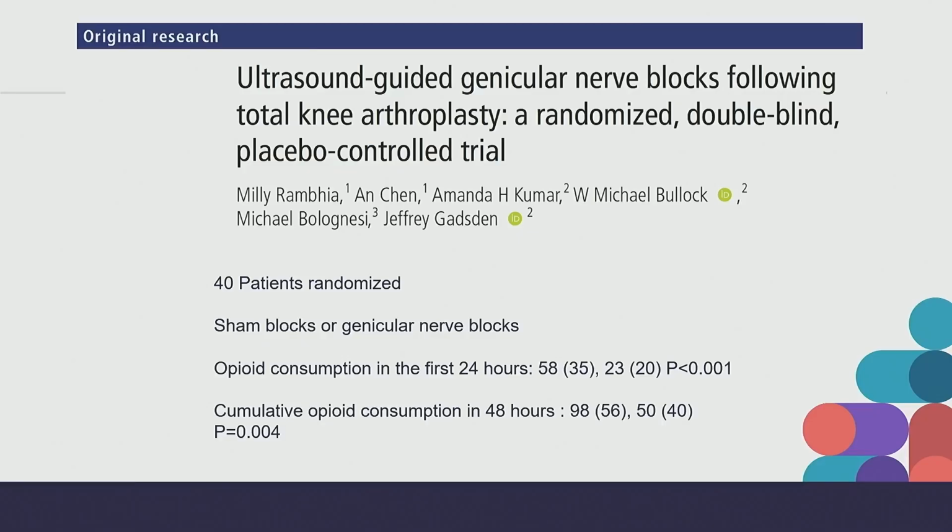That's a trick. And again, these are the different approaches to the 3 genicular blocks. Do they work? The group from Duke did this study, looked at 40 patients who either got a sham block or these genicular blocks. It's actually pretty profound with this data. In the first 24 hours, there was an opioid consumption of 58 versus 23, and then in 48 hours, 98 in the sham versus only 50 in the patients who received genicular blocks. Take that for what you will.